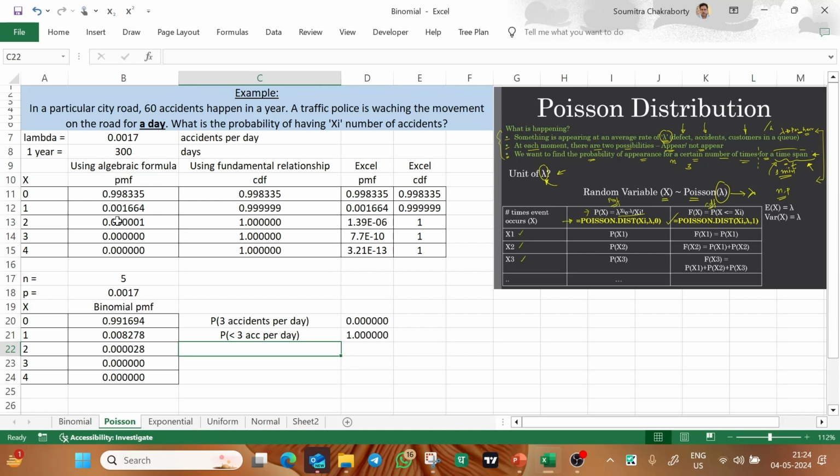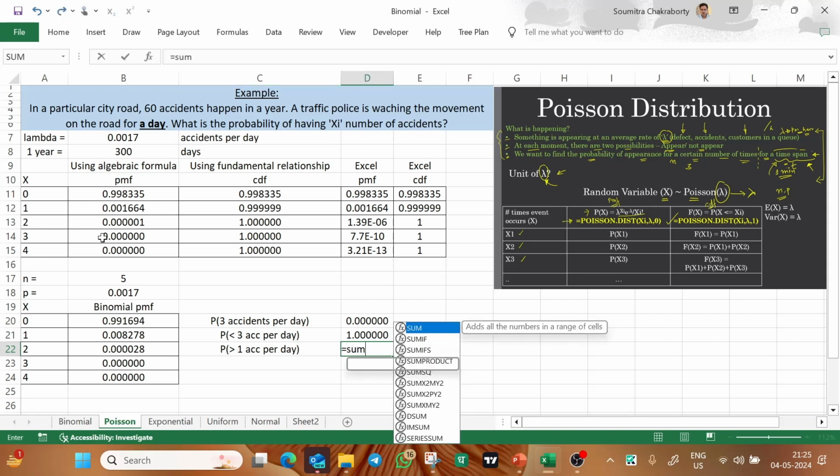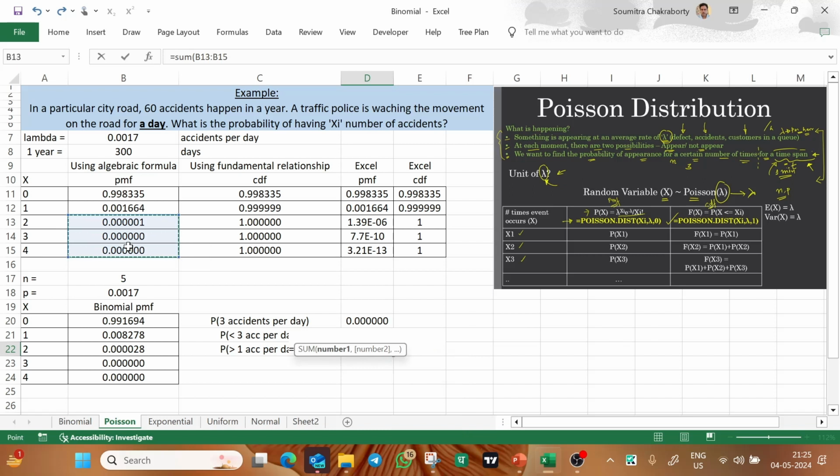Then what will be the probability of having more than 1 accident per day? This will be 2, 3, and 4, the sum of these three. In this way, you can calculate these probabilities. We have discussed these things in binomial. This is not a big deal. You can do that yourself.